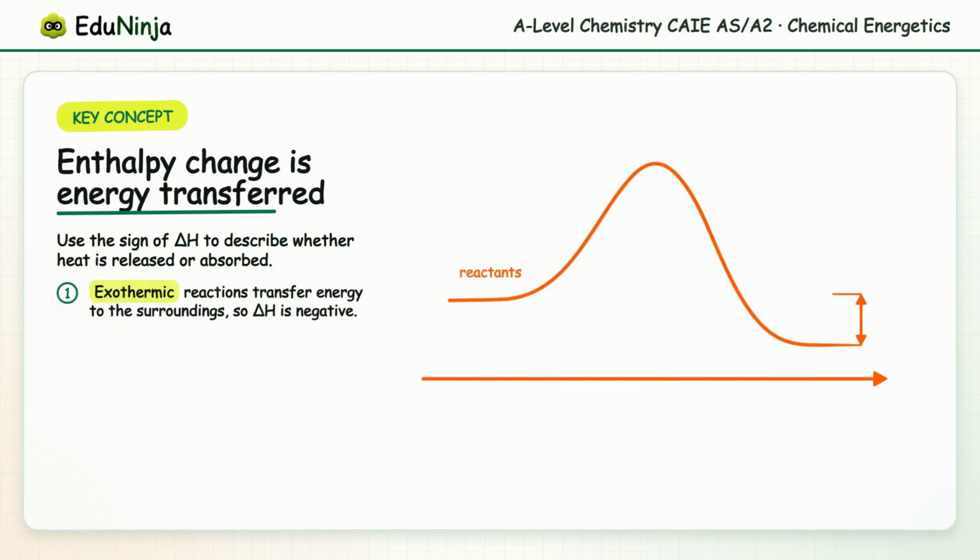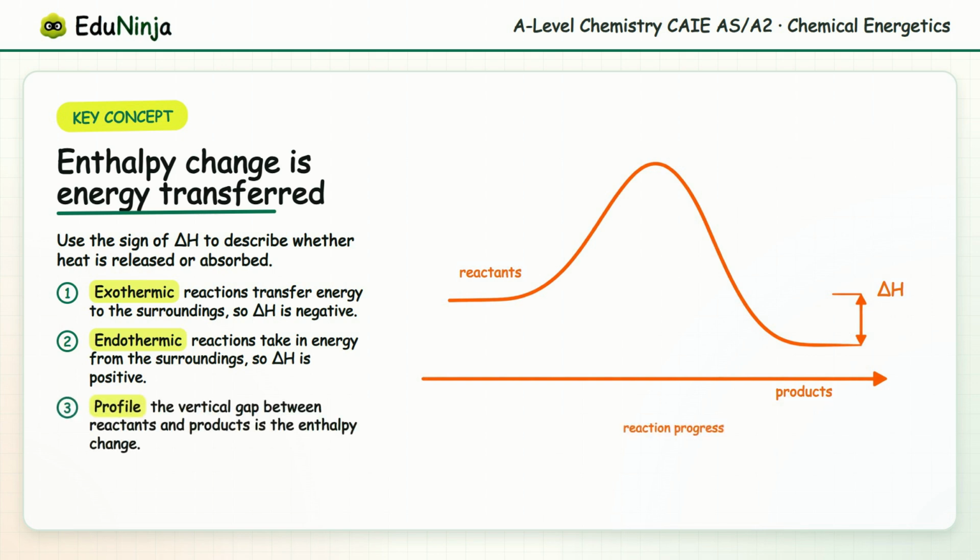Point 1. In an exothermic reaction, energy moves to the surroundings. The products are lower than the reactants, so delta H is negative. Point 2. In an endothermic reaction, energy is taken in from the surroundings. The products are higher, so delta H is positive.